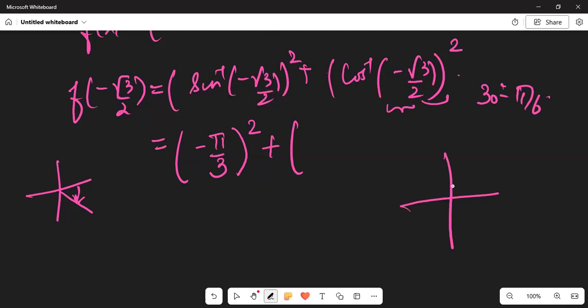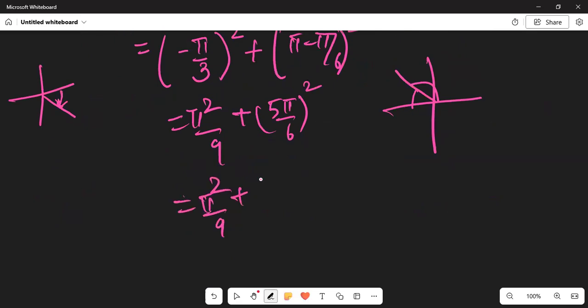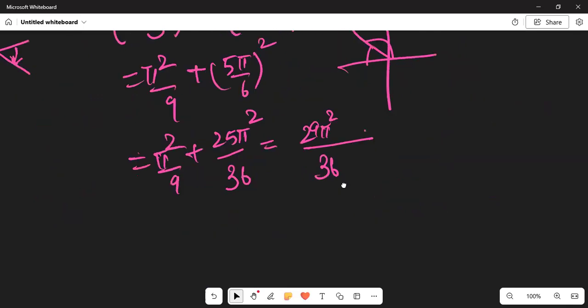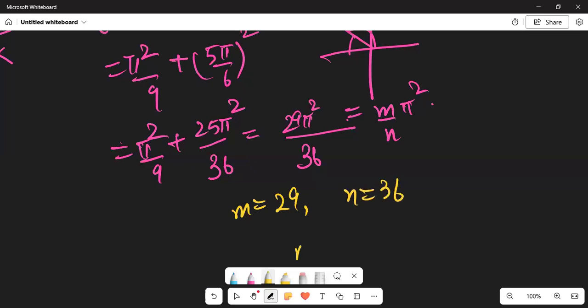But now we have to check in the principal branch. In the second quadrant, cos attains a negative value, so it will be pi minus pi by 6, that means 5 pi by 6, whole square. You get pi square by 9 plus 25 pi square by 36, which gives 29 pi square by 36. This equals m by n, since this is the maximum value. Now m equals 29, n equals 36. When you add them, you'll be getting 65. And this is the final answer.